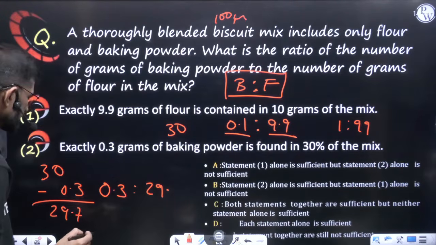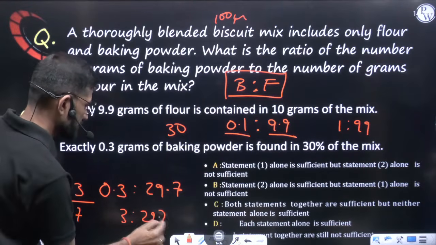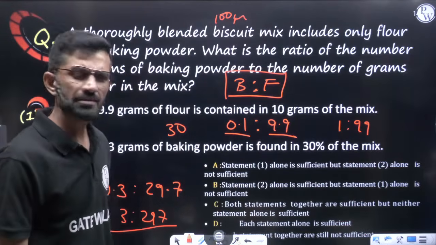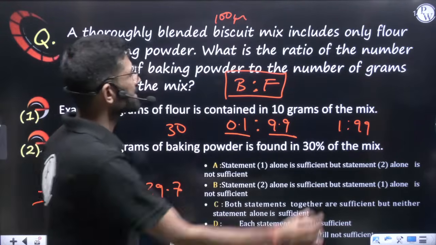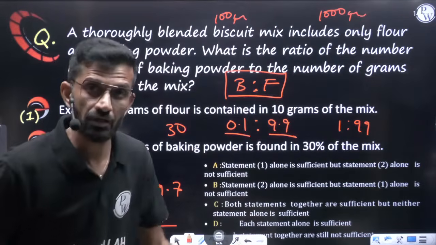29.7, am I right? Yes, 29.7. So the ratio will come 3 is to 297. This will be the ratio if 100 grams is the mixture. But consider the mixture is 1 kg. 1 kg means how many grams? 1000 grams. Total mixture is 1 kg means 1000 grams.